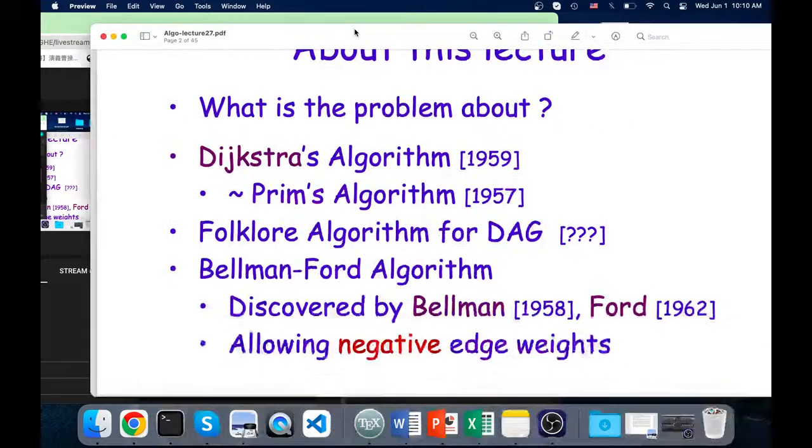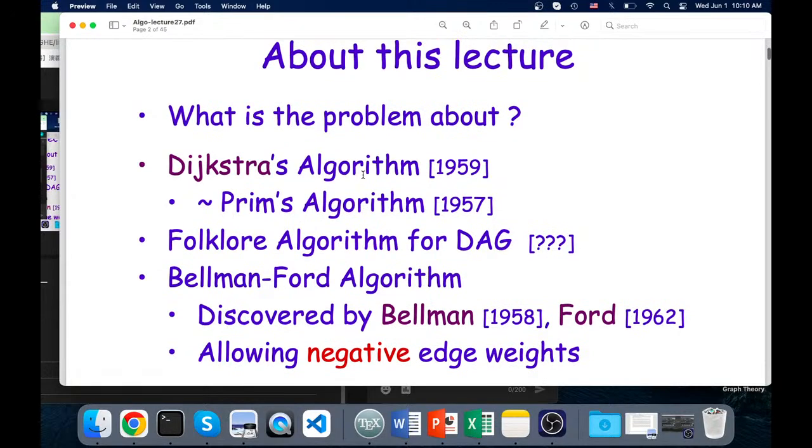So today we will continue our discussion on the shortest path problem. Last time we talked about Dijkstra's algorithm, and it is very similar to Prim's algorithm for finding the minimum spanning tree. Today we will talk about these two. The first one is the algorithm when the input graph is a DAG, a directed acyclic graph. And then we will also talk about another algorithm called the Bellman-Ford algorithm.